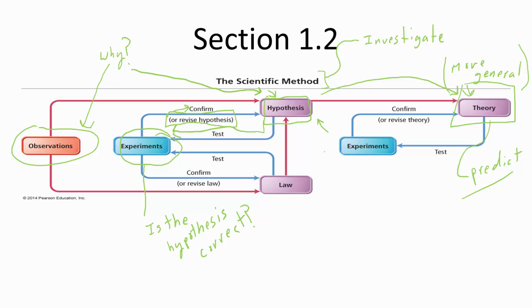So this seems really complicated, but the basic idea is you observe something, you make a guess on how it works, that's the hypothesis, you check the guess with an experiment, and then the whole cycle repeats. That's the basic idea of how the scientific method works.